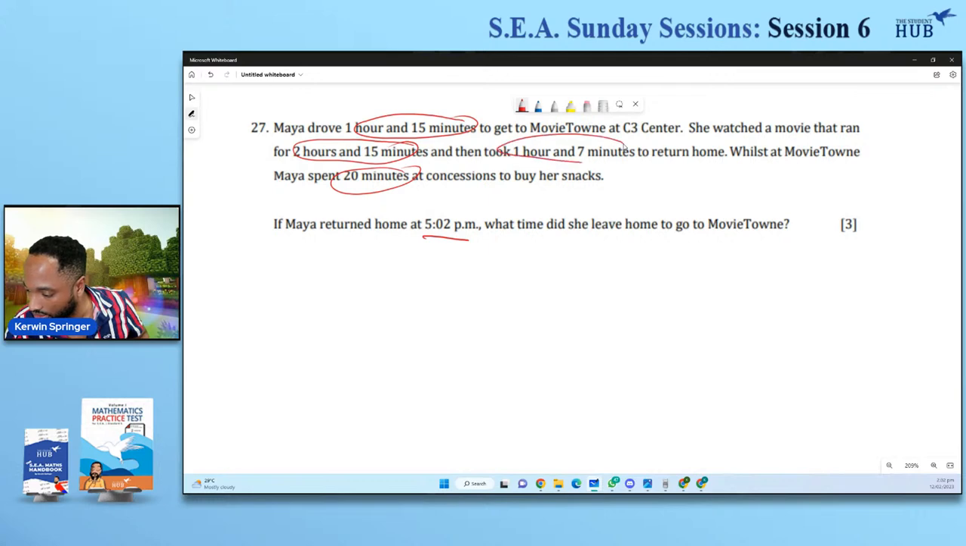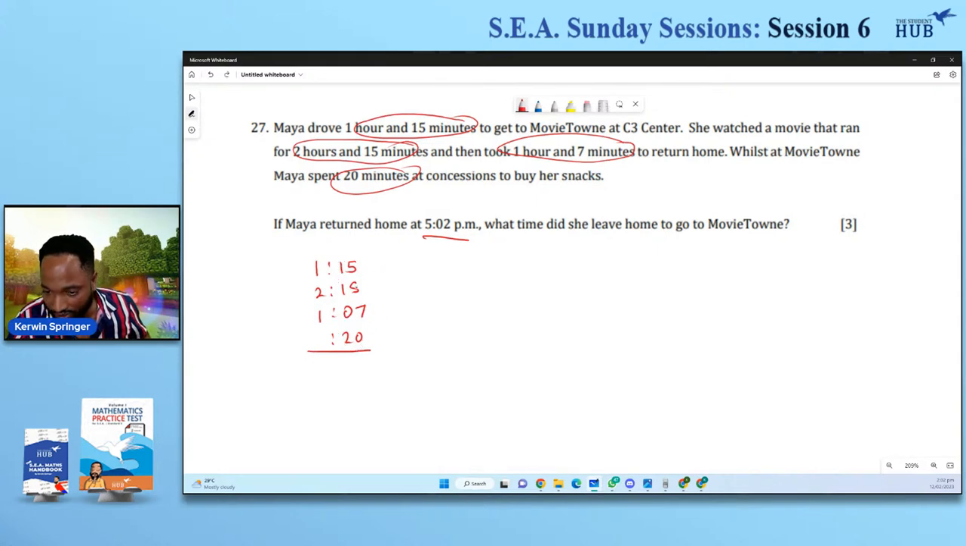Oh boy, this is time to return home, movie, time to drive, and time to buy snacks. So I guess none of these times run at the same time. So I need to add them all up and then subtract it from 5:02. It's a real adding up there, boys. So that's 1 hour and 15 minutes plus 2 hours and 15 minutes plus 1 hour and 7 minutes plus, y'all seen what I'm doing here, plus 20 minutes. Not too bad, because this didn't go over 60.